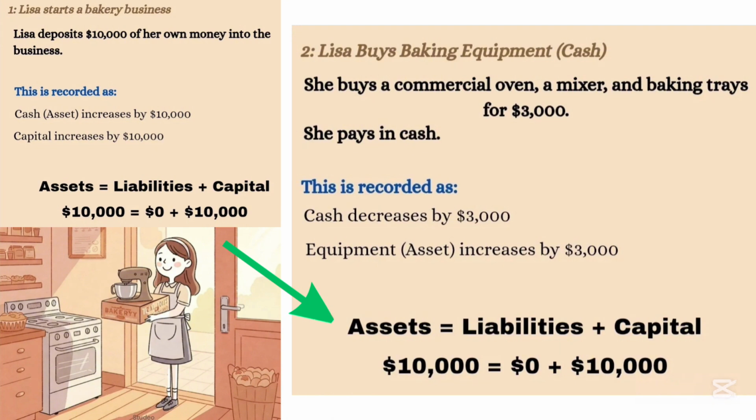Lisa buys an oven, a mixer, and baking trays for $3,000 in cash. Since cash is a current asset, it decreases. Equipment, which is a non-current or long-term asset, increases. This means there is no overall change in the accounting equation because one asset, cash, decreases by $3,000 while another asset, equipment, increases by $3,000.